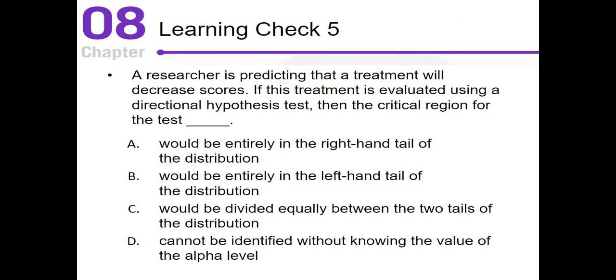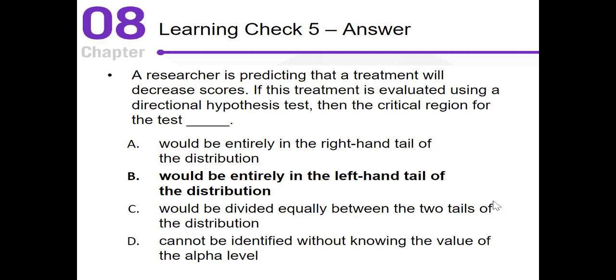So let's go ahead and try another learning check with a researcher who's predicting that a treatment will decrease scores. If this treatment is evaluated using a directional hypothesis test, then the critical region for the test is A, B, C, or D. Take a moment and think about the correct answer. And hopefully you came up with B. It would be entirely in the left hand tail of the distribution.